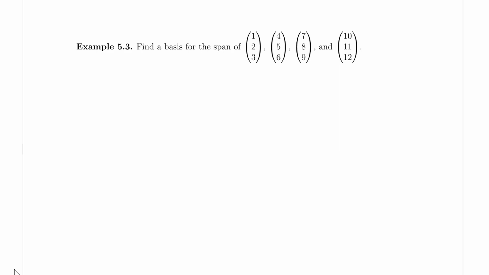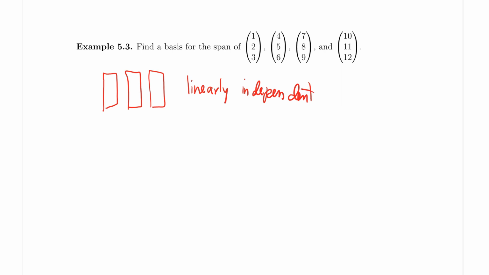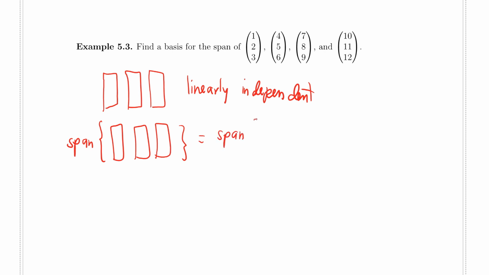So this example asks us to find a basis for the span of the 4 vectors here. Let me call up the definition of a basis again. For something to be a basis for the span of these vectors, they have to be linearly independent. We don't know the dimension of the span, but whatever it is, that many vectors have to be linearly independent, and the span of those vectors has to equal the span of the 4 vectors that we have here.